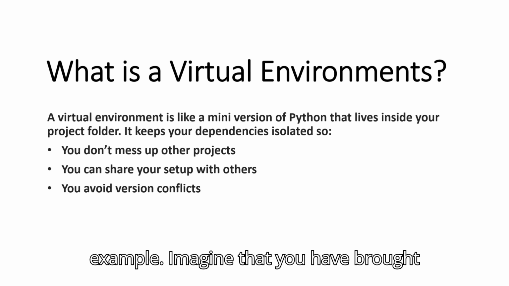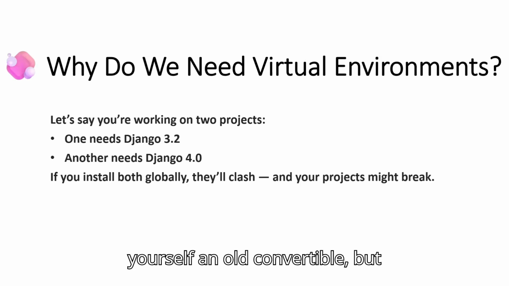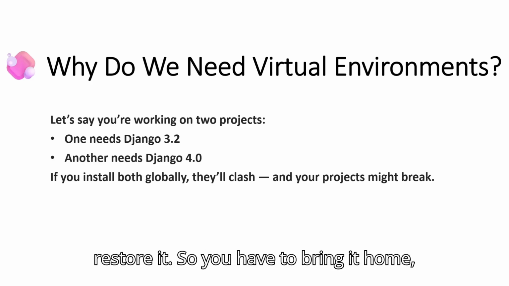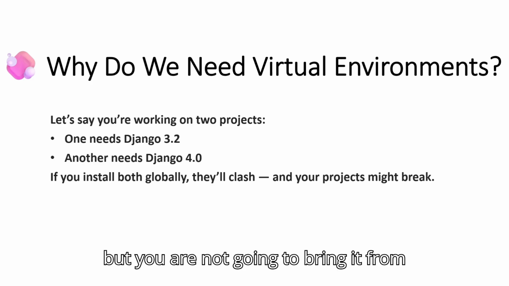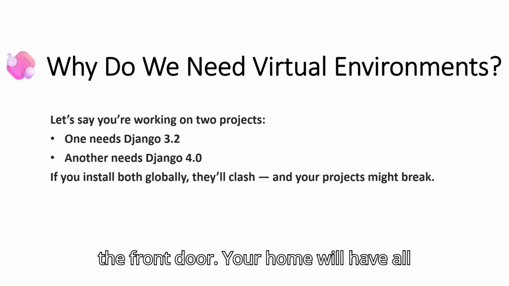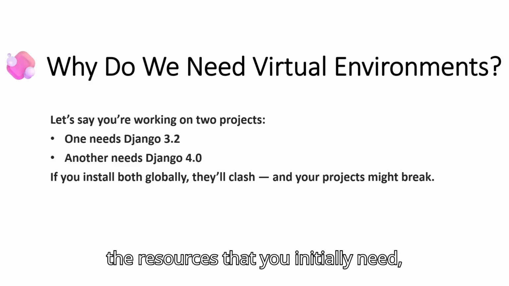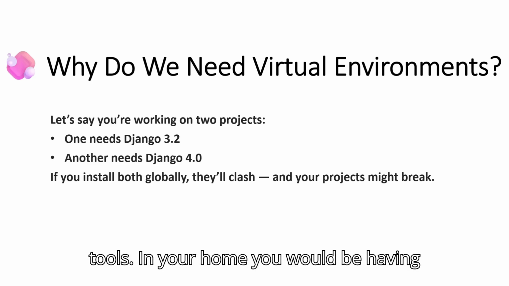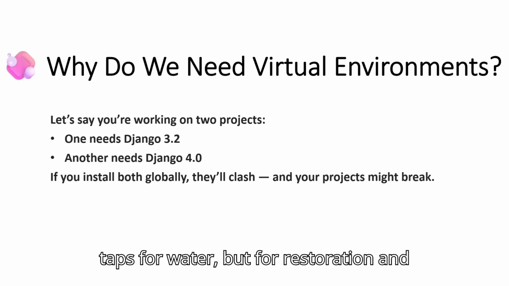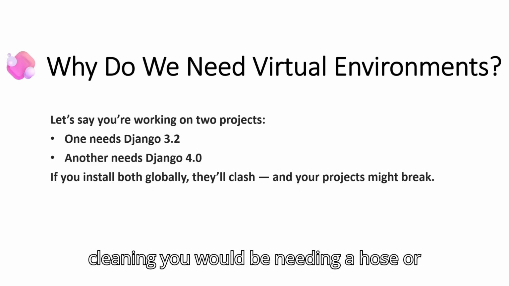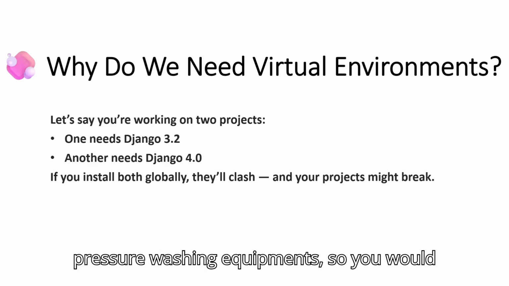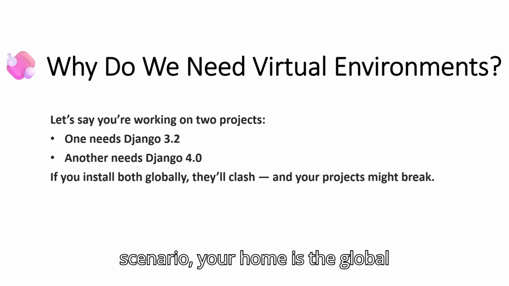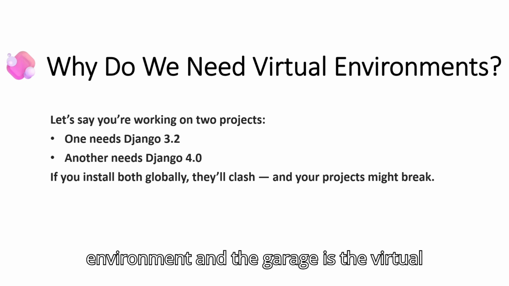Imagine that you have bought yourself an old convertible, but it's bad in shape and you intend to restore it, so you have to bring it home. But you are not going to bring it in from the front door. Your home will have all the resources that you initially need, like water and electricity and other tools. In your home, you would have taps for water, but for restoration and cleaning, you would need a hose or pressure washing equipment. So you would rather bring it into your garage. In this scenario, your home is the global environment and the garage is the virtual environment.